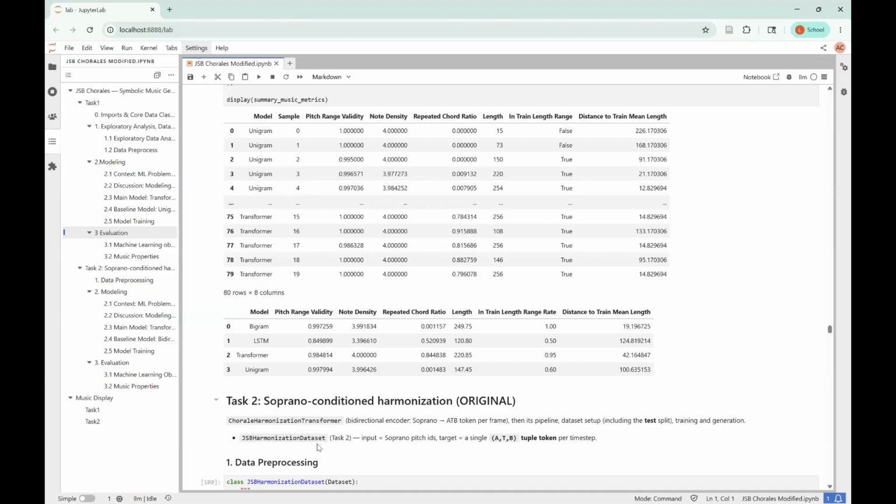So the main takeaway is that the transformer is much better at modeling chord sequences. Its self-attention can capture longer musical context, while the baselines mostly rely on short-term or simple statistics. But NLL and PPL are not enough. We also need diversity, repetition, length, and musical validity checks to understand sample quality.